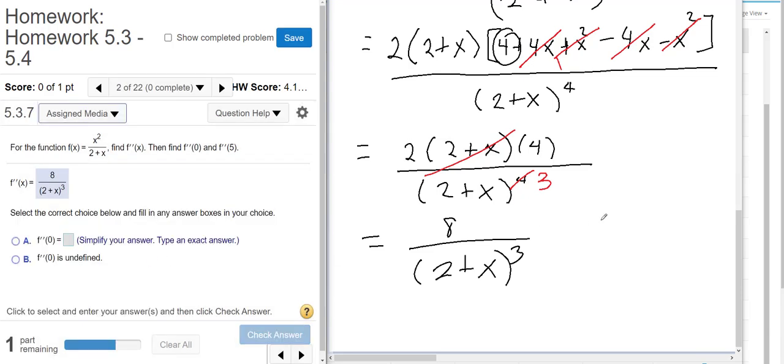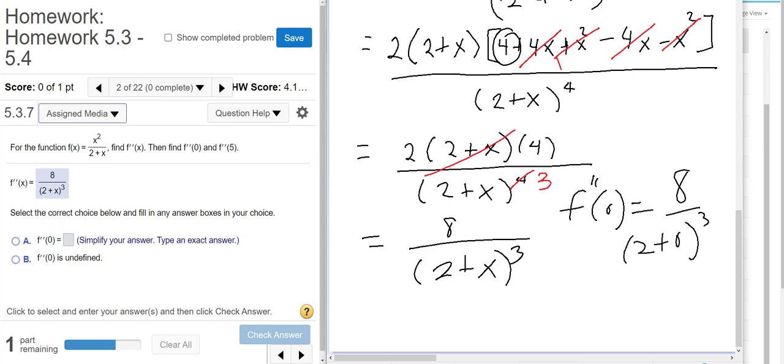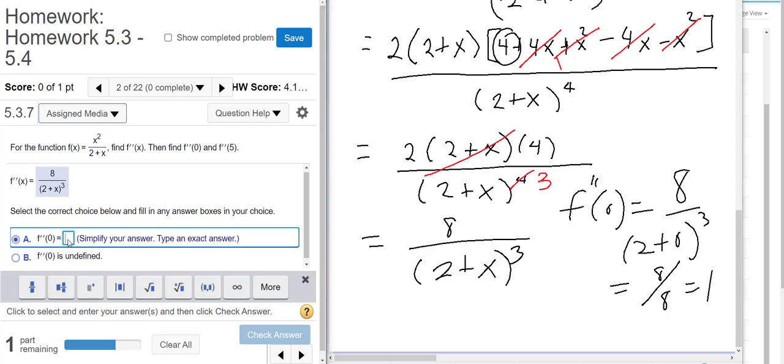Right? And now I can find f double prime of 0 just by plugging in a 0, 8 over 2 plus 0 cubed. Well, that's going to be 8 over 8, which is 1. So f double prime of 0 is positive 1.